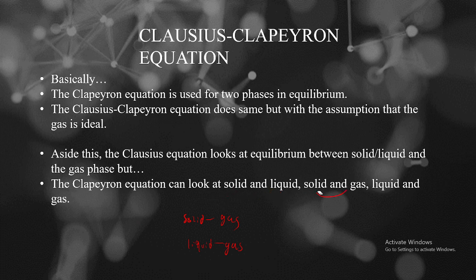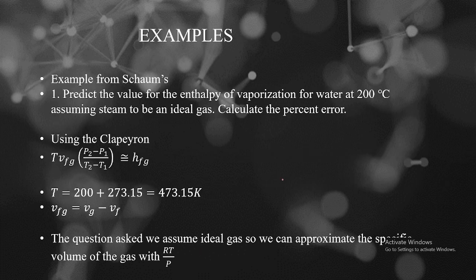Okay. So that's just one thing to keep in mind. For Clausius-Clapeyron, we just want to look at how solid and liquid will end up getting us to the gas form. Okay, so we'll take some examples. So this is from Sean's. We want to predict the value of the enthalpy of vaporization for water at 200 degrees Celsius, assuming steam to be an ideal gas. So you're looking at the change from water to gas, right?